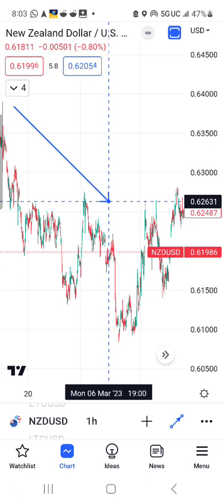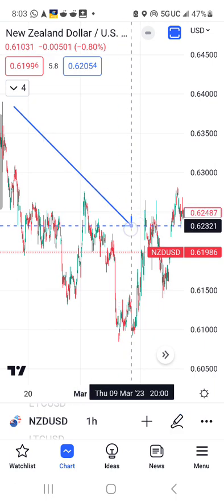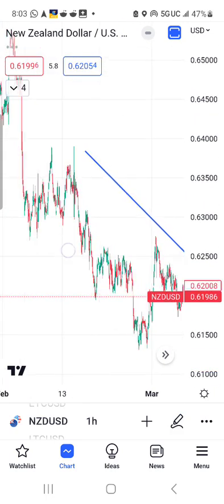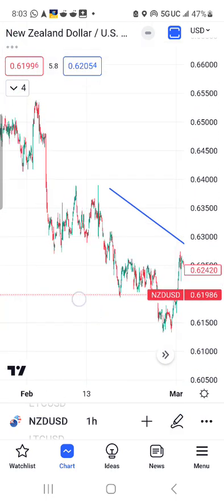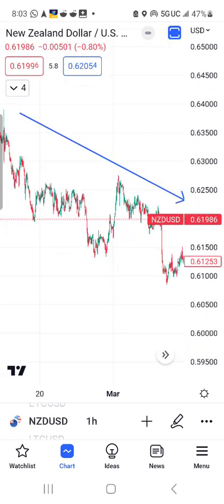Okay, you can do your analysis too on the phone. So I do. If you want to do analysis, you can use your mobile phone on TradingView. So if we notice the market has been trending down, the market is making lower low, lower high, lower low, lower high, lower low, lower high.